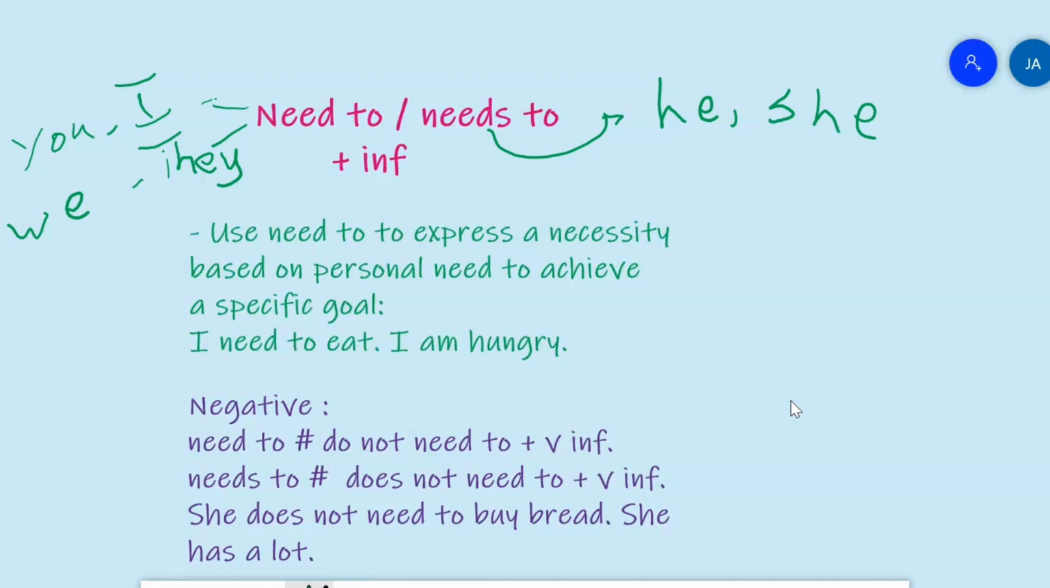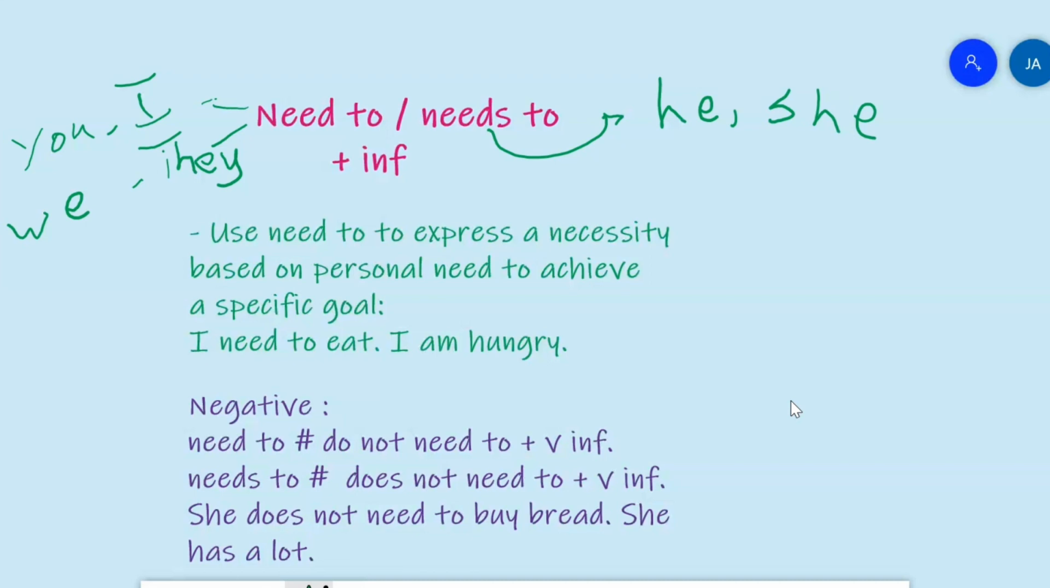So I'm hungry. Who's hungry? I. So I need to eat. I need to have some food. It's my need to do. It's a personal need. So I have to do. I need to do. Remember, my friends, need to and needs to are equal to have to and has to.